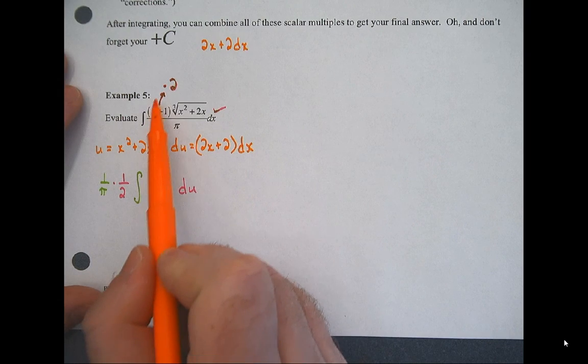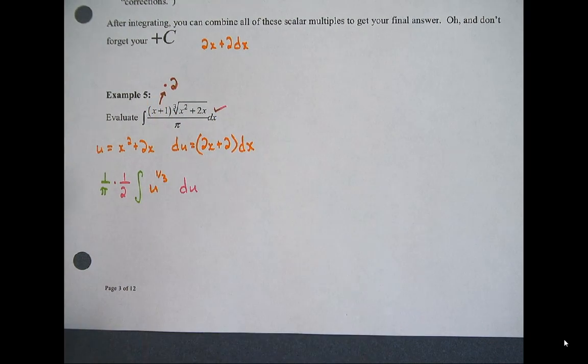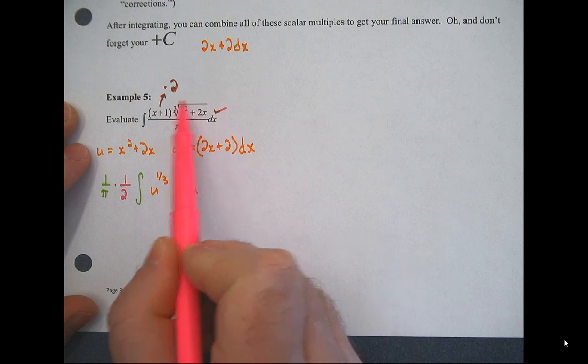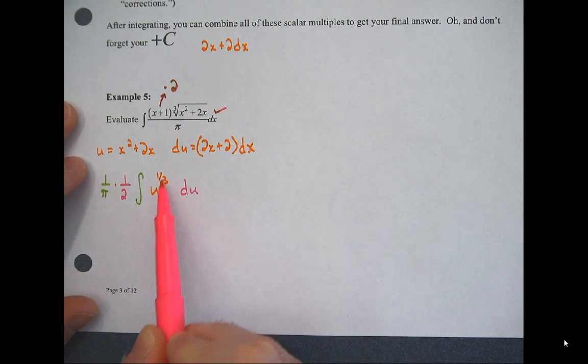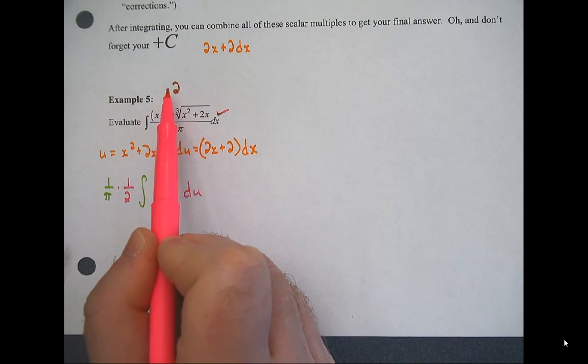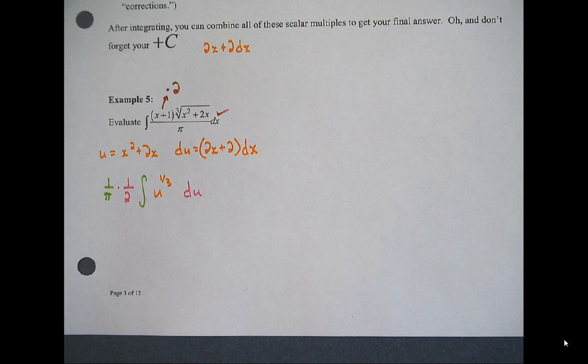So these two things became the du. The u got put in there and became the actual integrand. Then the 1 over pi got bumped out, and then the 1/2 was a correction because we needed a 2. We have something now that's super easy to integrate. So let's integrate this thing.